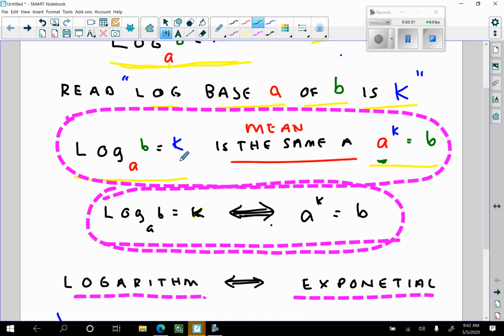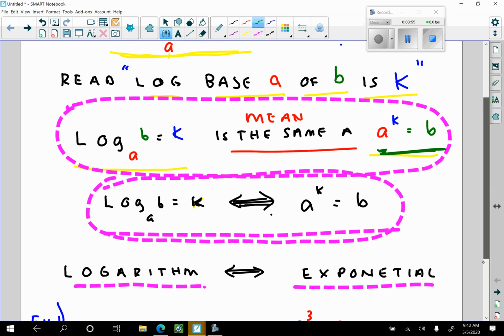What the logarithm pops out is the exponent. So this K is the exponent. A to the K is B. And B is what the exponential equation equals. So you're going to have to write that down, and we're going to use this a lot. Even if you don't understand it, you're just going to have to learn how to use it. Okay?